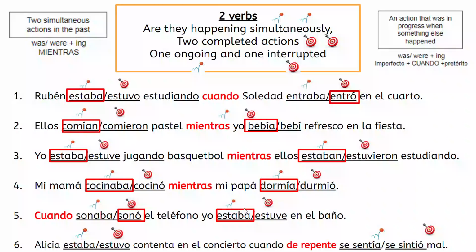So you could have the interruption action happen first. Okay. If I flipped my sentences, I would say I was in the bathroom when the phone rang. And that's okay. So I could do it. The interrupted action could happen first and it'll be triggered with cuando. And then my ongoing action could be after. Just look for the trigger word. Alicia estaba contenta. She was happy. That's a feeling. So we're going to use imperfect. En el concierto, cuando, when, de repente, suddenly. That sounds very like an interrupted action. Se sintió mal. She felt sick.